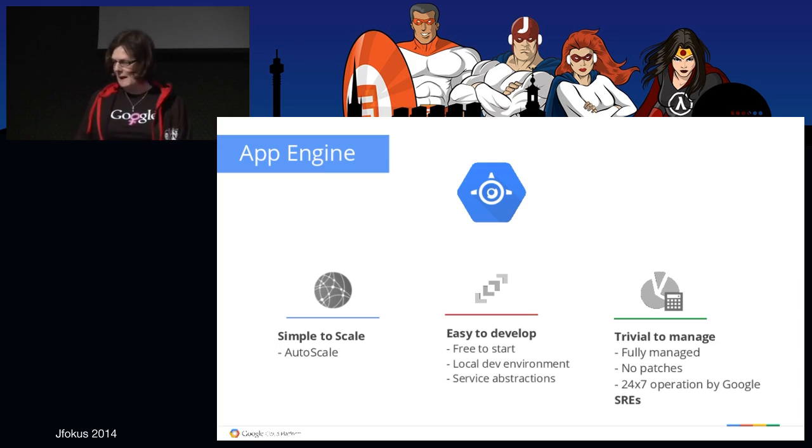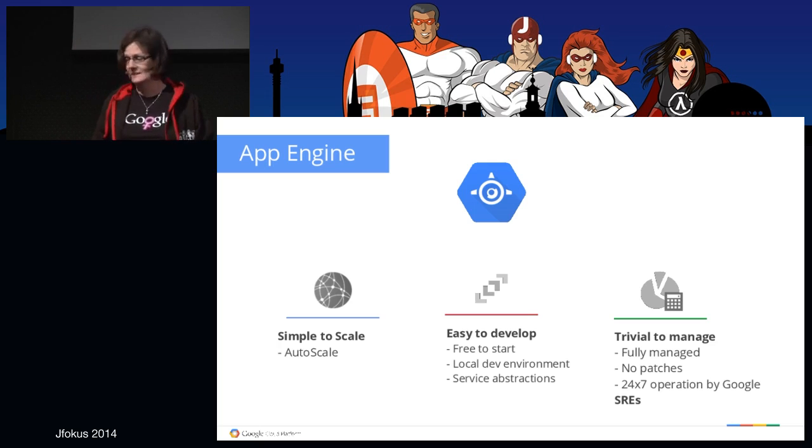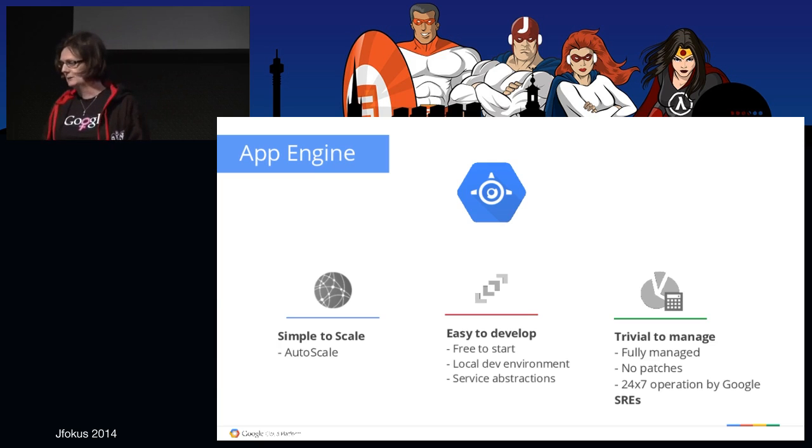Some of the key features of App Engine, I'm not going to go into all of them, but it's very simple to scale. It handles that auto-scale pattern we looked at earlier very, very well. It can respond rapidly to increased demand, and it can also bring down, remove instances so you don't pay for things that you're not using. It's also very easy to get started with. It's free to start. You don't have to enter any billing information to get started. It also has a local development environment that comes with an SDK, and we have SDKs for all 4 of the languages that we support.